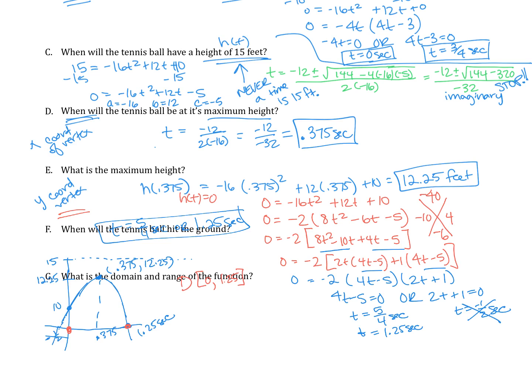And my y values, that's my range. My lowest y value is when it hits the ground, so I do have a y value of 0. And my y values go all the way up to the height, which is 12.25. So for this tennis ball, the time it spends in the air is between 0 seconds and 1.25 seconds. And the height that it reaches is from 0 feet when it's on the ground up to 12.25 feet at its height.